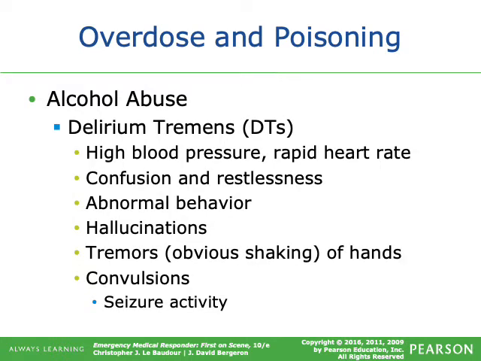Alright, so when you're dealing with alcohol abuse, sometimes you'll see things called delirium tremors or DTs. They generally present with high blood pressure, a rapid heart rate, confusion and restlessness, abnormal behavior, hallucinations, which can be pretty severe, tremors. These are going to be obvious shaking of the hands. Convulsions include seizure activity.